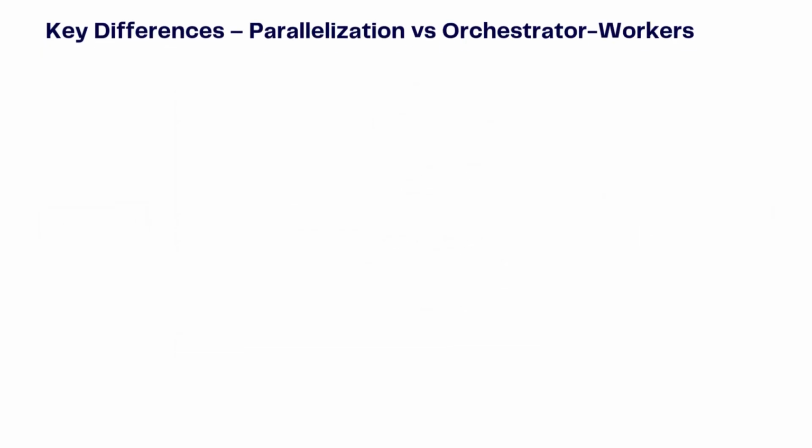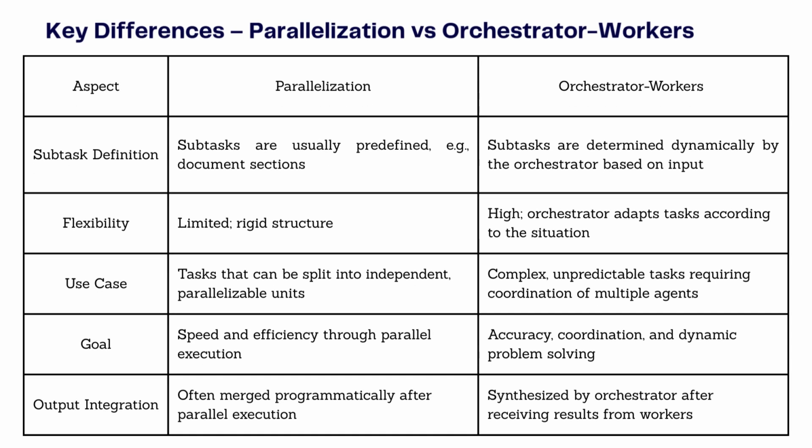Let's compare parallelization and orchestrator workers to understand their key differences. In parallelization, the subtasks are usually predefined. Think of dividing a document into sections and having each section processed separately. This approach is great for speed and efficiency, but it doesn't adapt dynamically if the task changes.